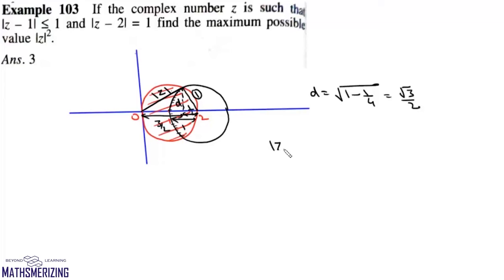So mod of z max square will be 3 by 2 square plus root 3 by 2 square. Now this is 9, 9 plus 3 is 12, and 12 upon 4 is simply 3. So the maximum possible value of mod z square is 3, and that's the answer to this question.